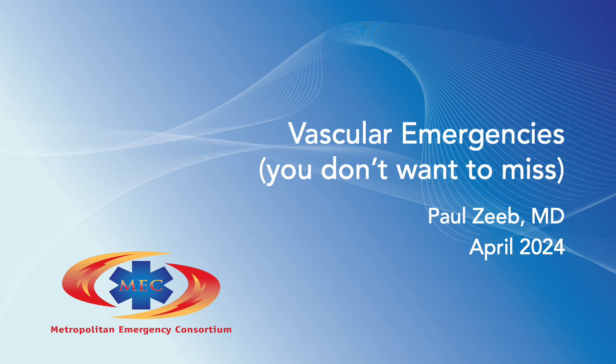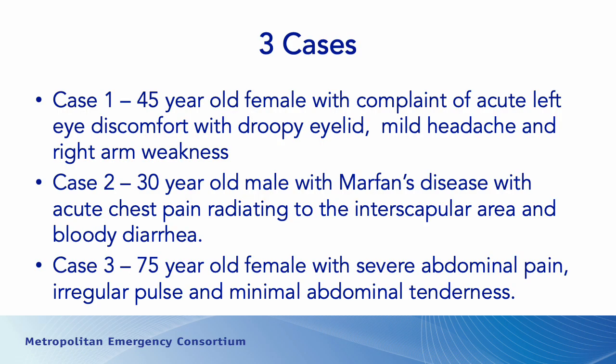So if you have a high level of suspicion, you can notify the receiving facility and they can be prepared to evaluate the patient. So let's start with three cases, and we're going to talk about them here. I want you to think about these three cases, and then we'll talk about them again at the end. First is a 45-year-old female with a complaint of acute left eye discomfort with a droopy eyelid, a mild headache, and some mild right arm weakness.